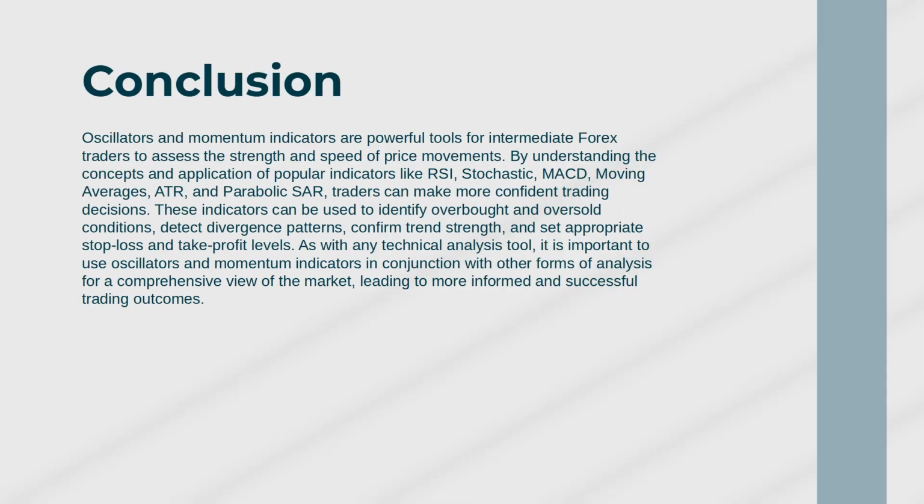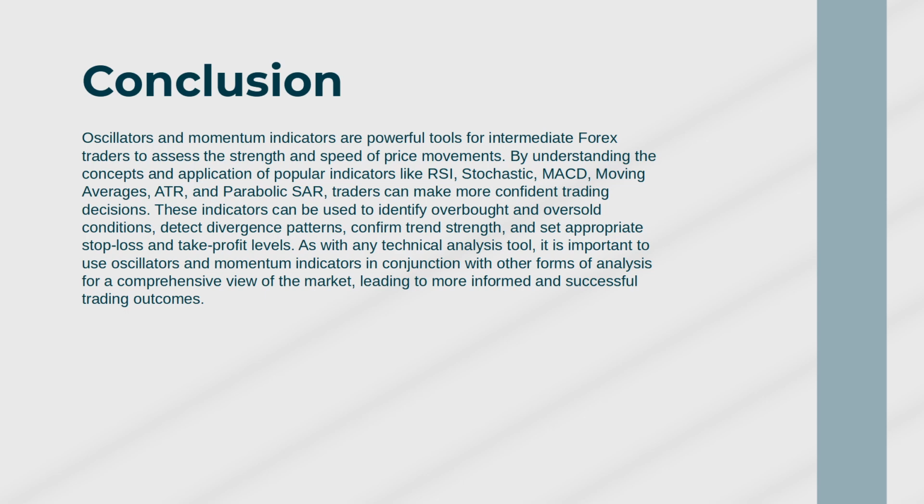Conclusion. Oscillators and momentum indicators are powerful tools for intermediate Forex traders to assess the strength and speed of price movements. By understanding the concepts and application of popular indicators like RSI, Stochastic, MACD, moving averages, ATR, and parabolic SAR, traders can make more confident trading decisions.